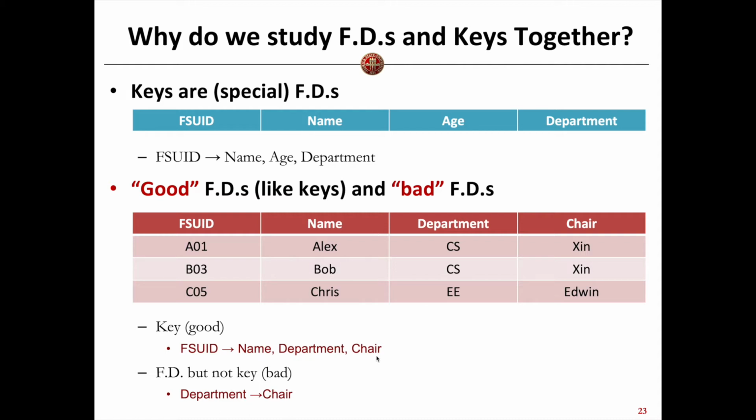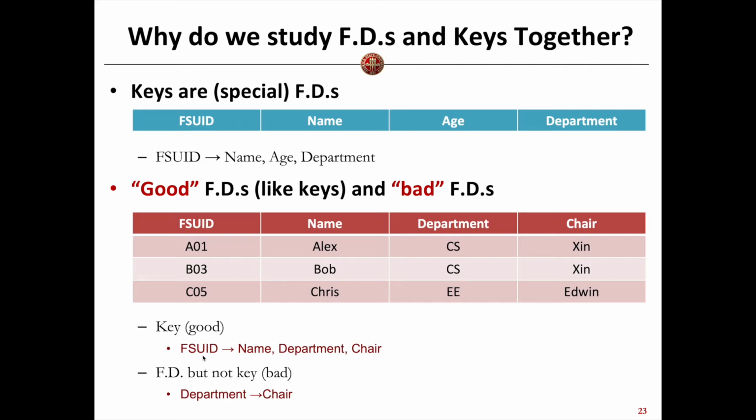We can say this FD is very good because based on the FSU ID we can imply all the other attributes in the relation. According to the definition of keys, we can find this FSU ID is a super key first, right? And also we cannot find any subset of it that can also imply all the attributes. So based on these 2 points, we can conclude that the FSU ID is a key for the relation, right? I hope you will remember the definition of keys.